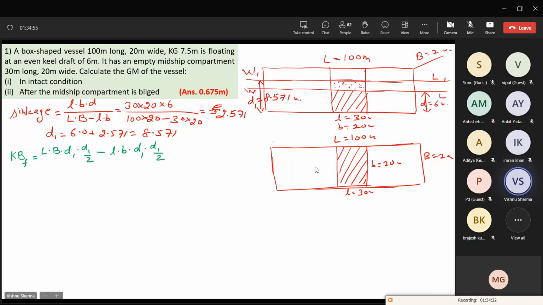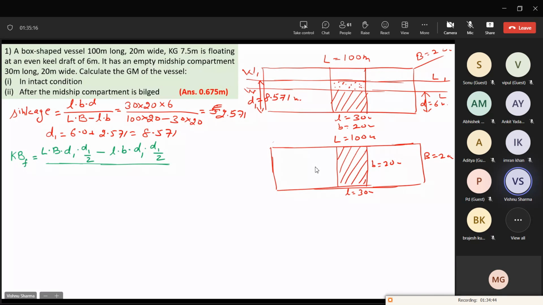This leaves me with the vertical moment of volume of buoyancy. This divided by the volume of buoyancy will give me the KB. Since I am using the lost buoyancy method, my volume of buoyancy will not change unless displacement changes.